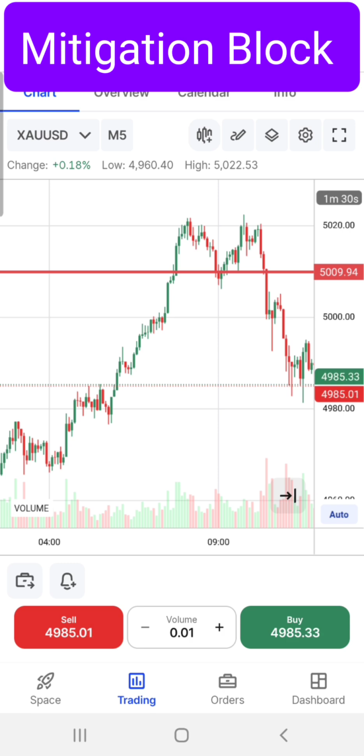So let me say it again. A mitigation block is an area in an order flow or on the charts where institutions began taking their profits. And the market failed to print what it was supposed to print. If it is an uptrend, the market failed to print a high, that is a higher high, or failed to print a lower low in a downtrend. This is what we know as a mitigation block.